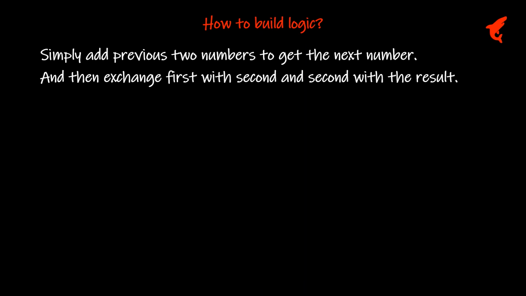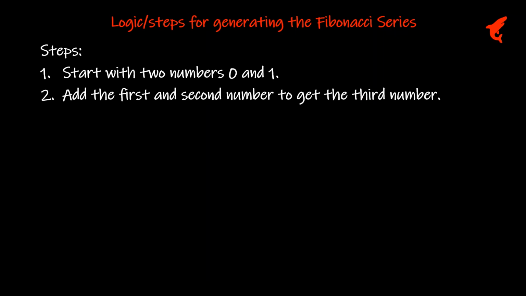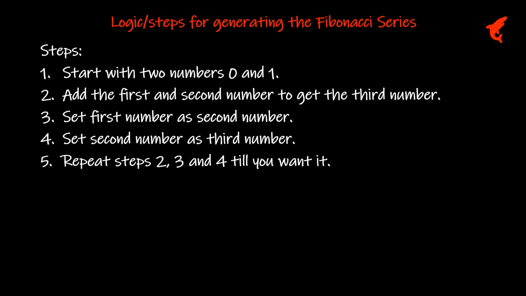So how does one build the logic for the program? Simply add the previous two numbers to get the next number. And then reassign first with second and second with the result. So what are the basic steps of the program logic? First, start with two numbers 0 and 1. Second, add the first and second number to get the third number. Third, set first number as second number. Fourth, set second number as third number. Repeat steps 2, 3 and 4 as long as you want.